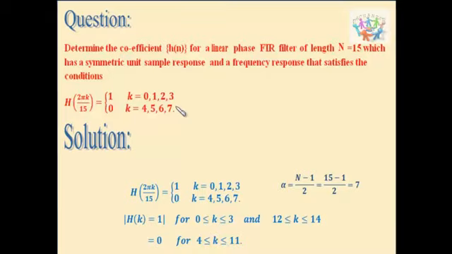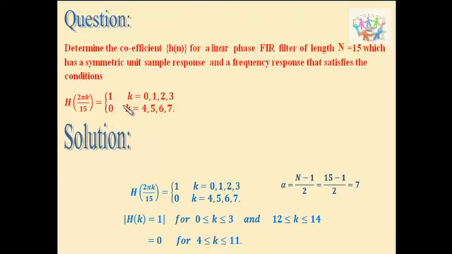In this sum, we need to determine the coefficient h of n for a linear phase FIR filter of length n is equal to 15. And they've given h of 2 pi k by 15 is equal to 1 for the k values 0, 1, 2 and 3, and it is 0 for k is equal to 4, 5, 6 and 7.